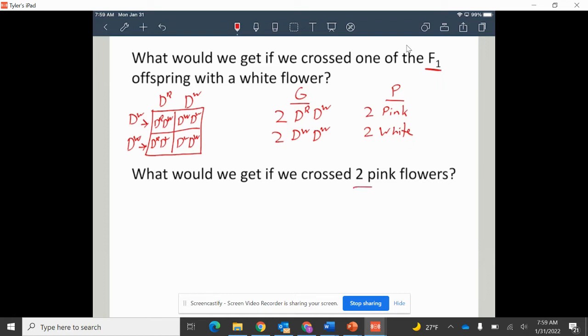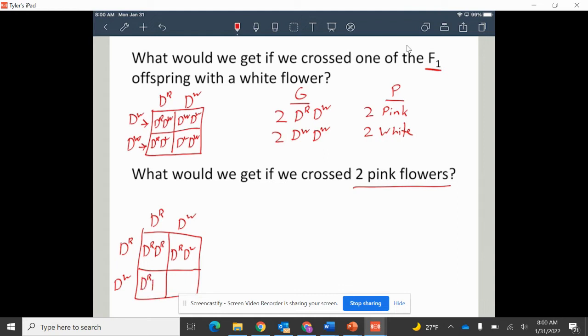But what if we cross 2 pink flowers? Let's take a look at that. Let's cross 2 pink flowers down here. Pink flowers had one red allele, one white allele. We get DR, DR in the first, DR, DW in the second, DR, DW in the third, DW, DW in the fourth.